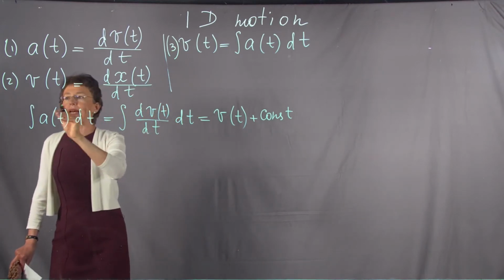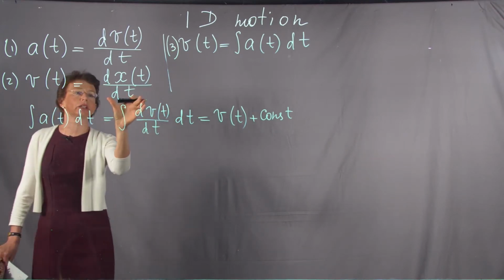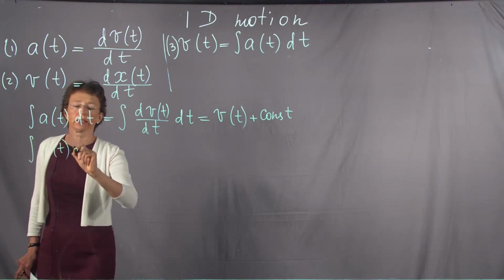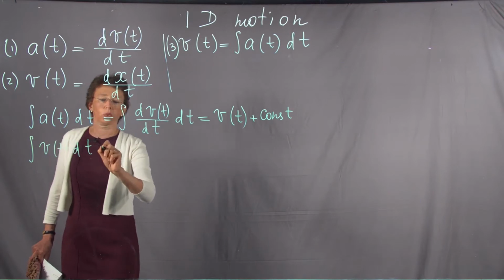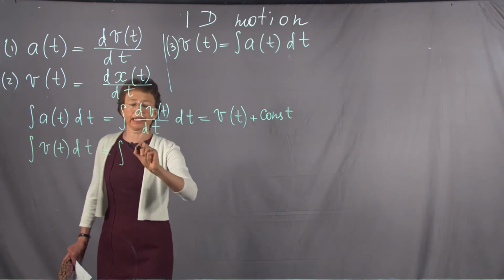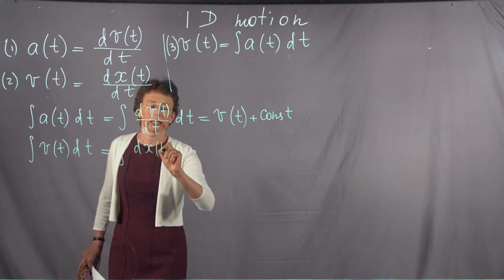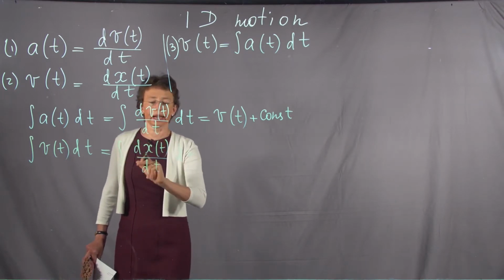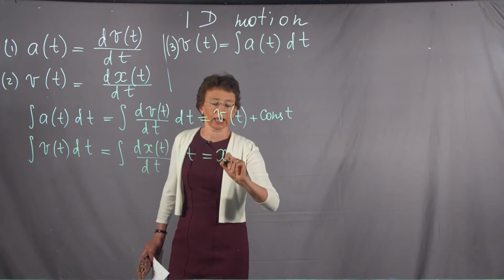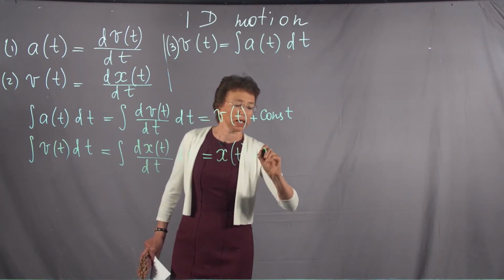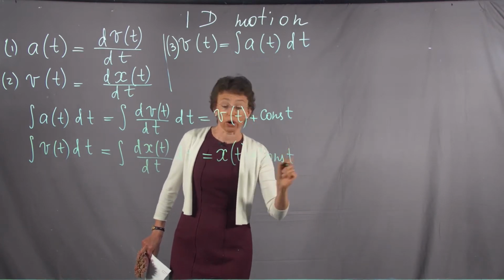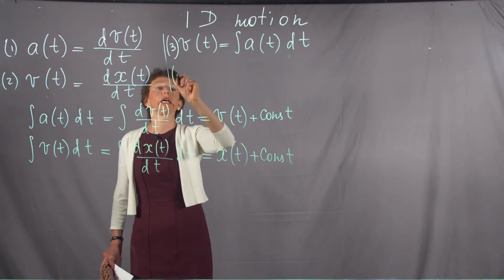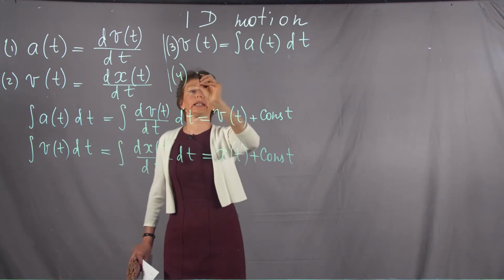Okay, what I'll do next, I will take indefinite integral of both sides of equation 2. Integral v of t dt on the left-hand side of the equation, and integral dx dt with respect to time. Again, antiderivative is function itself. It is x of t plus constant. So now, if velocity is given, I know how to find the position. Equation 4, I will rewrite it here.